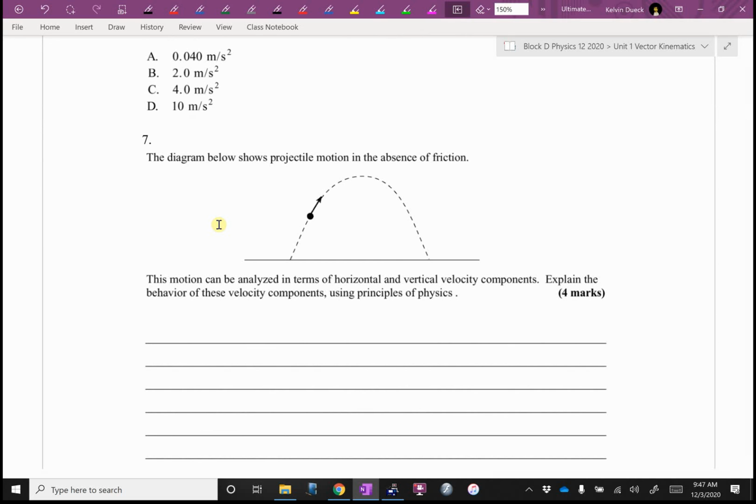So number 7 here is kind of vague. It says this motion can be analyzed in terms of horizontal and vertical velocity components. Explain the behavior of these velocity components using principles of physics. What can you tell me about Vx? Constant. I would give you 2 marks for this question because it's out of 4 for saying that. What can you tell me about Vy? Changing. There. What can you tell me about Ax? 0. What can you tell me about Ay? So if I'd ask you to talk about the acceleration components, there.